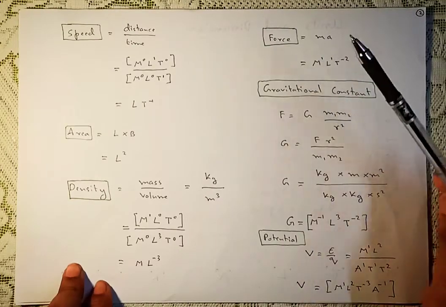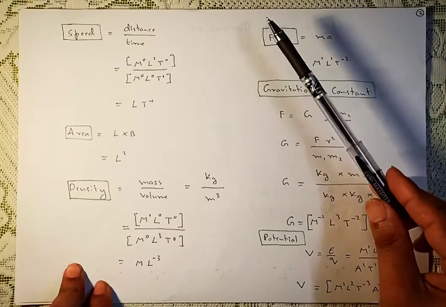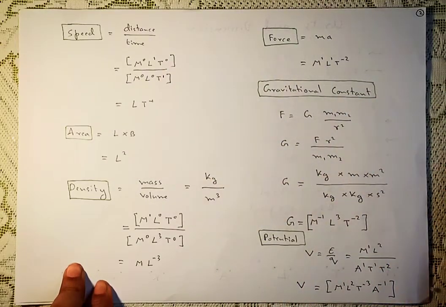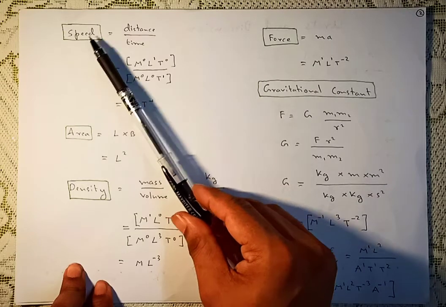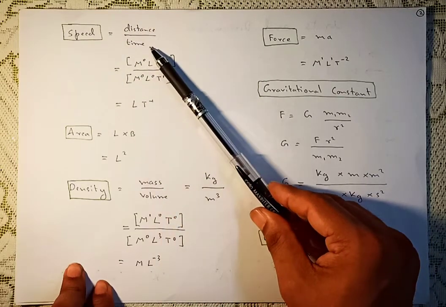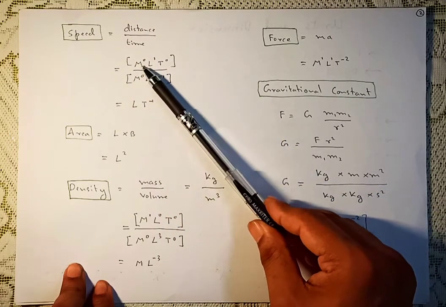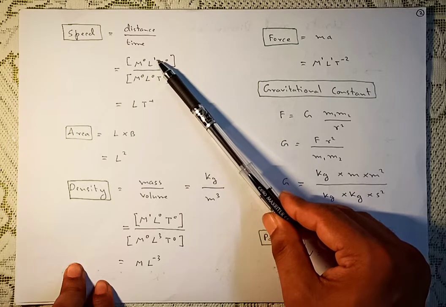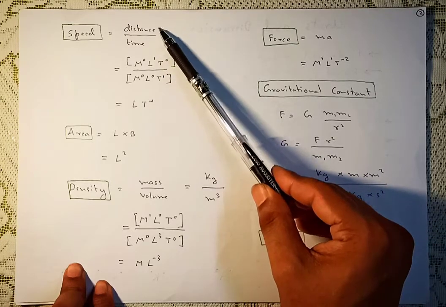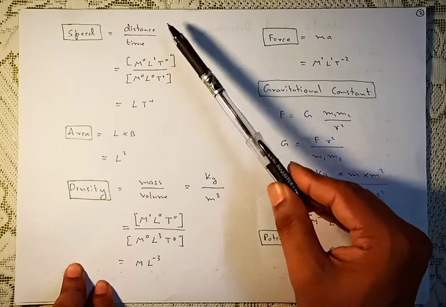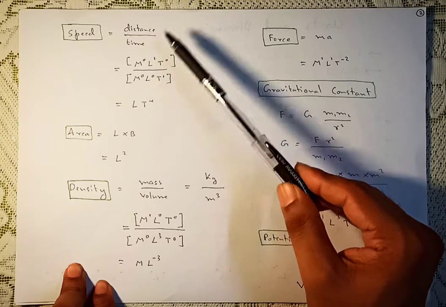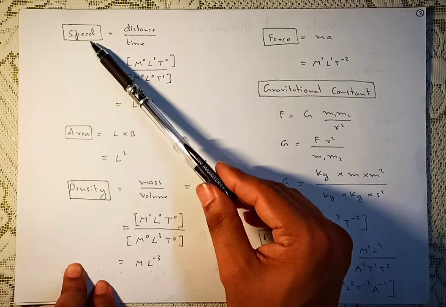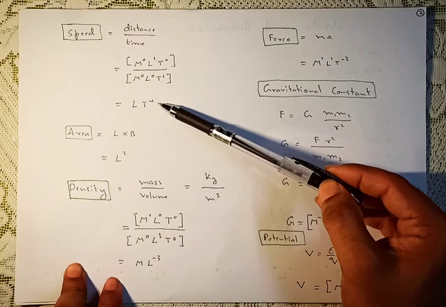Now let us look into some famous dimensional formulas of these quantities: speed, area, density, force, gravitational constant and potential. In case of speed, we know the formula of speed to be distance by time. Out here M is not present, L has the power 1, time is not present in the numerator. It is dealing only with the length. In the denominator, it is dealing only with the time. Therefore, the dimensional formula for speed is LT inverse.